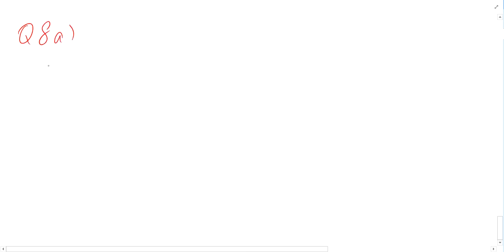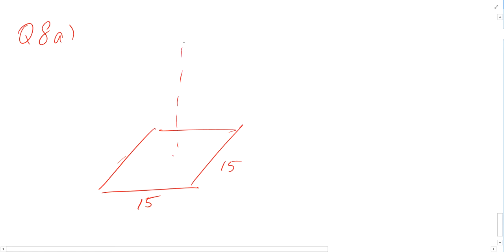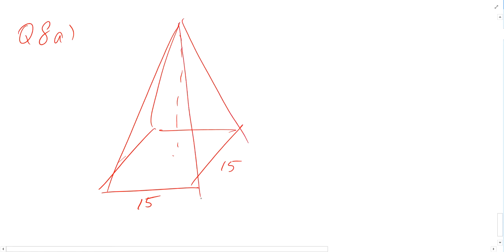Right, for question 8a, you're told to show that AE is 22.6 cm. The information given to us is that it has a square base, sides 15 and 15. Then it has a vertical height of 20. So this is point E. Now from the center over here, let's call this point M.